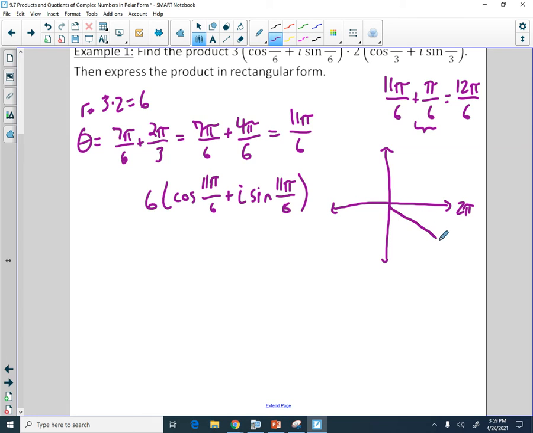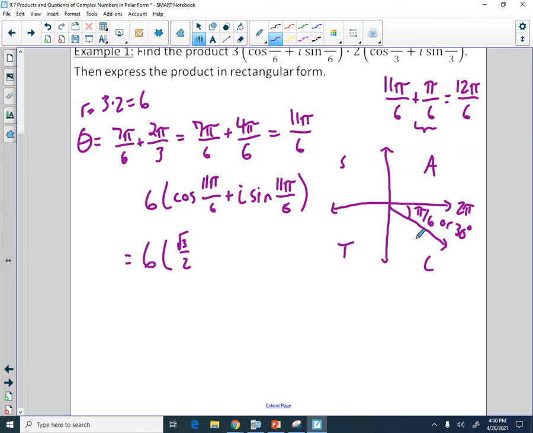So if I'm out here, I'm pi over 6 away from 2 pi, which I know is 30 degrees. That helps me evaluate cosine and sine without a calculator. And then, of course, we have to do ASTC to make sure that we get the right positive or negative. So this turns into 6, and then cosine of 11 pi over 6. Well, cosine of 30 degrees is square root of 3 over 2. And I know it's positive because by ASTC, cosine is positive in the fourth quadrant.